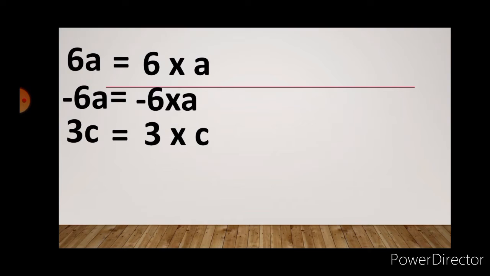Now, when a letter stands on its own in mathematics, there is an invisible 1 in front of that letter. For example, we have a letter M. In mathematics, when M stands alone, it's the same as writing 1 multiplied by M. Yes, as the letter stands, there's just an invisible 1 in front of that letter, making it 1 multiplied by M.